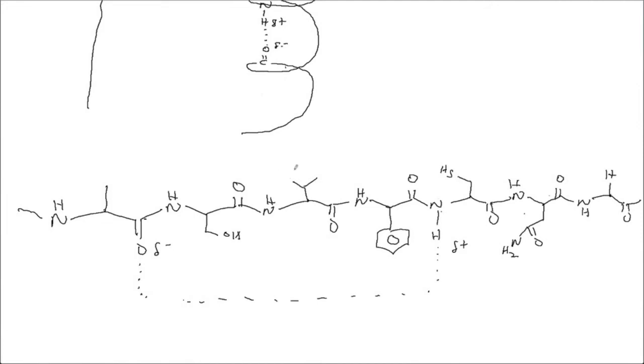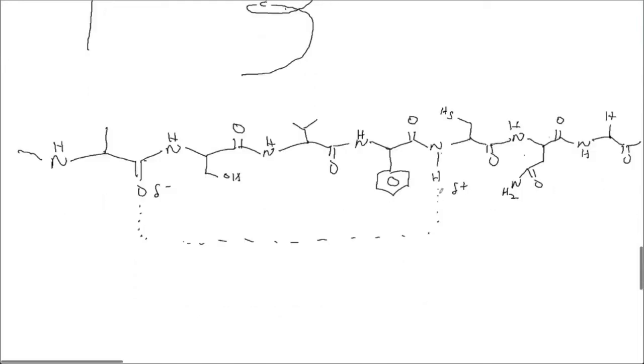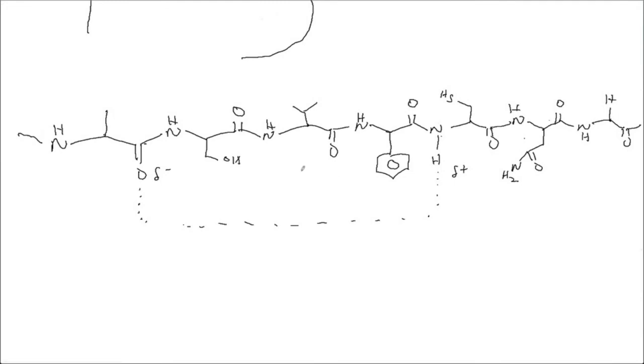Now, are these between elements on the main chain or side chains? These are elements on the main chain. You can see I drew it right here. This is a main chain carbonyl and a main chain nitrogen. So the hydrogen bonds here are between carbonyls and the nitrogen that's 4 amino acids further on. Notice here's an oxygen, and then 1, 2, 3, 4 amino acids further on is this hydrogen bond.